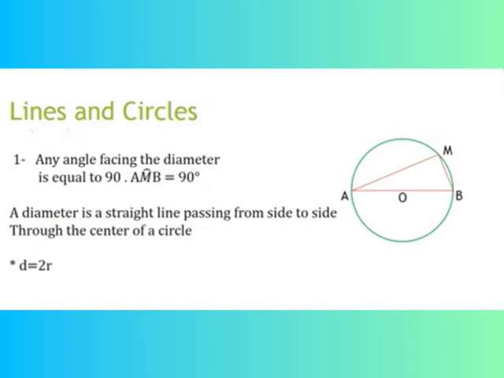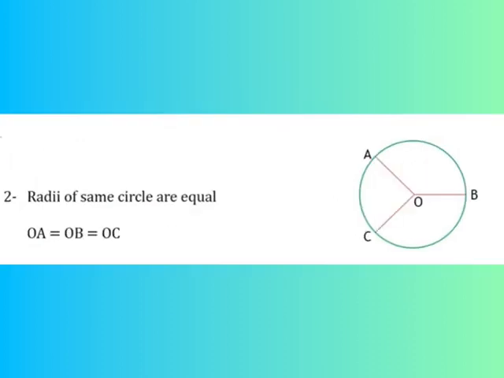We multiply the measure of the radius by 2. Then AB will equal radius times 2. Then 3 times 2 equals 6 centimeter. So we can conclude that a diameter is a straight line passing from side to side through the center of the circle. And the rule is diameter equals 2 times radius.